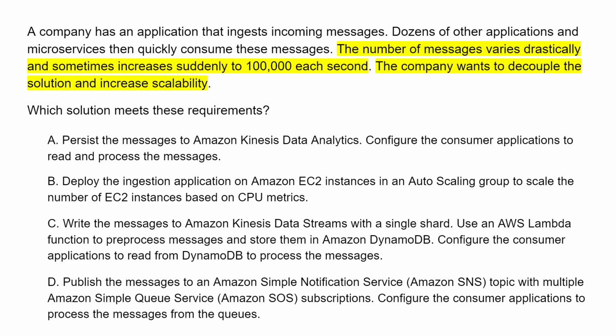Here, I've highlighted the key points of the question that explain what kind of answer we should look for. The first thing we see highlighted in yellow is the phrase, the number of messages varies drastically and sometimes increases suddenly to 100,000 each second. From this phrase, we can see that the demand for the application varies very drastically, which means that the solution we choose should be very scalable. In the second part highlighted in yellow, we see the company wants to decouple the solution and increase scalability. This sentence tells us the main purpose of this question, which is very important to understand if you want to find the correct answer.